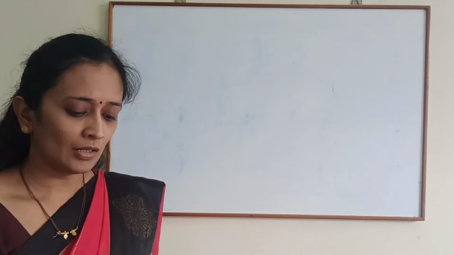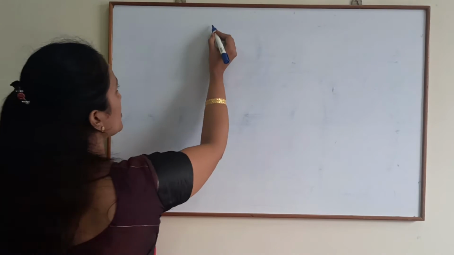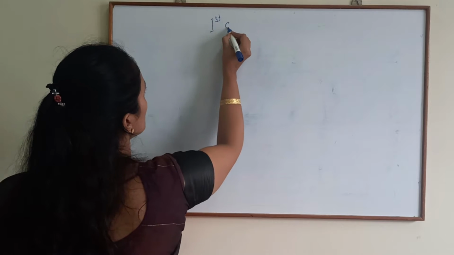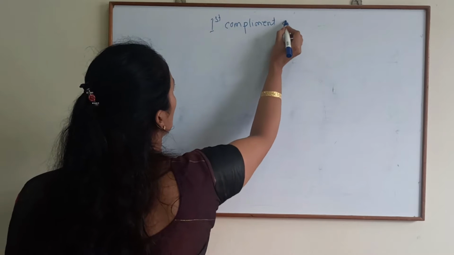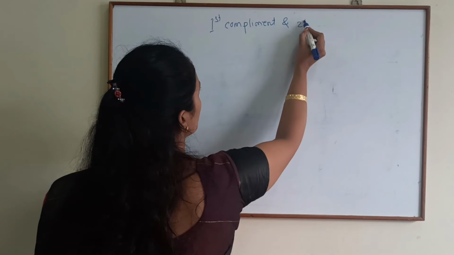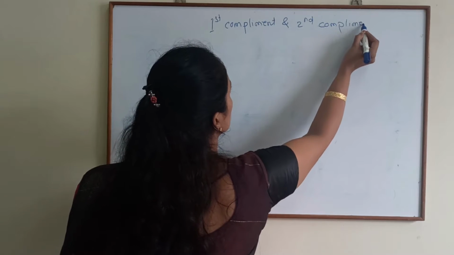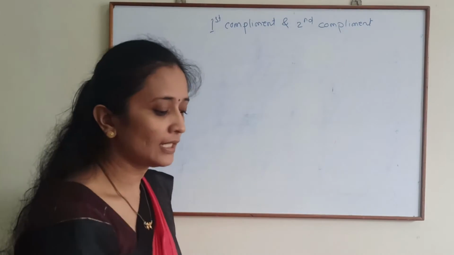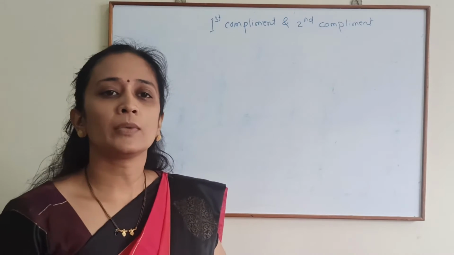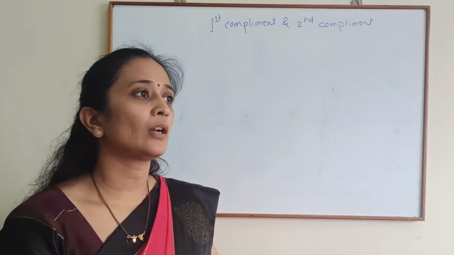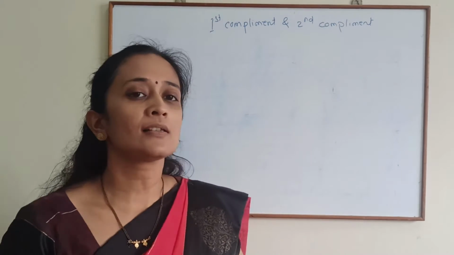Now we will learn how to find out first complement and second complement of binary number. We cannot find out first and second complement of any other number like octal, decimal, hexadecimal, because only binary numbers are having base 2.